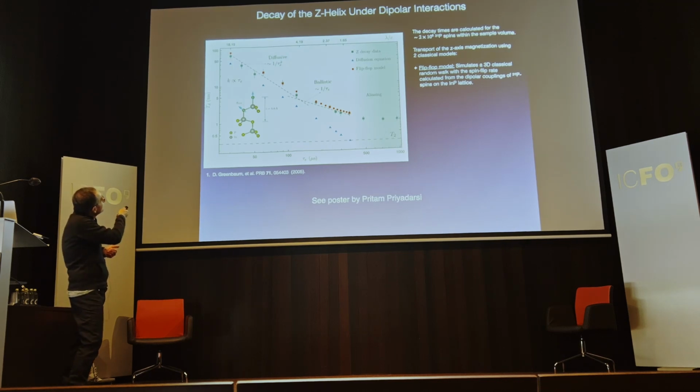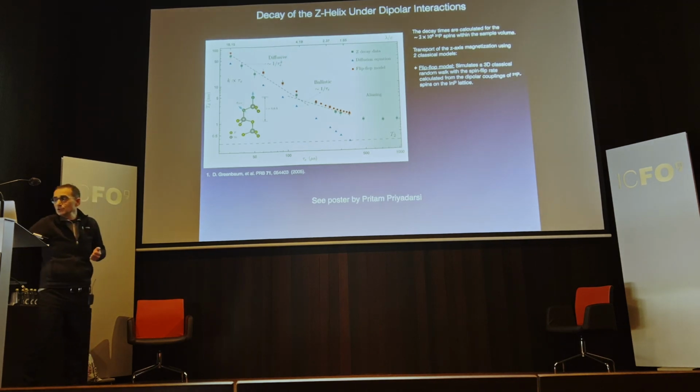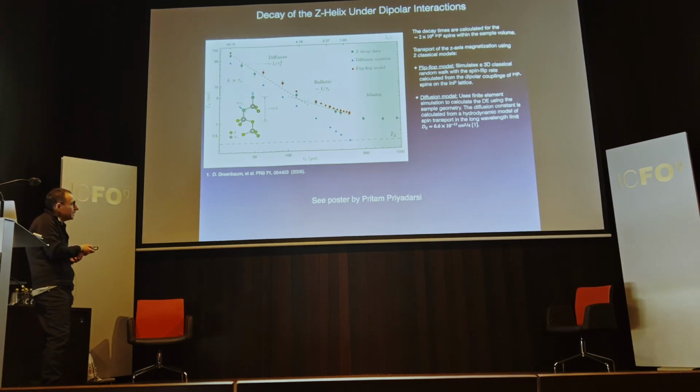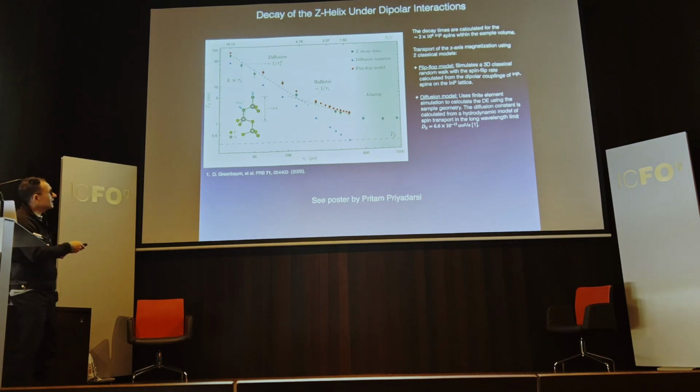Okay? And the blue dots are a calculation using the diffusion equation, where we calculate the diffusion constant from a hydrodynamic model, and then basically put it into COMSOL with finite element analysis of the diffusion equation, with the initial condition being that modulation that we apply in the beginning. And those are the blue dots. And of course, it's the diffusion equation, so it's always diffusive. So it goes like e to the minus k squared, and you can clearly see the deviation from diffusive behavior. And if you want to see more about this, Pritam Priyadarshi has a poster on it.